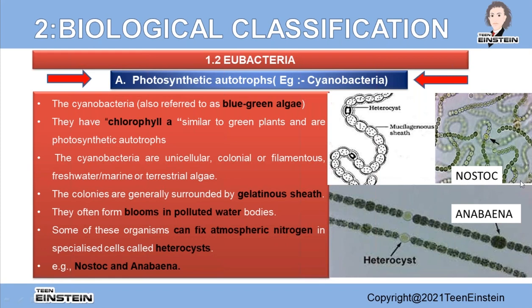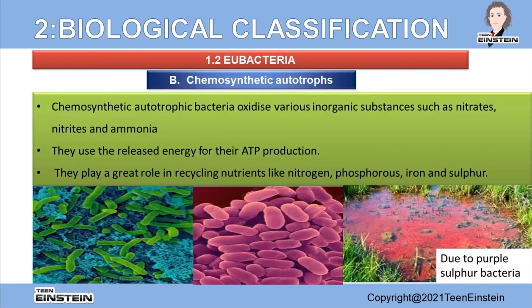These are the specialized cells which help in nitrogen fixation. Examples are Nostoc and Anabaena. These are the examples for cyanobacteria. Note down these examples, and heterocyst is an important question. Then the mucilaginous sheet, and the chlorophyll content present in the cyanobacteria. These are the main points. Nostoc and Anabaena are the examples of this photosynthetic autotroph.